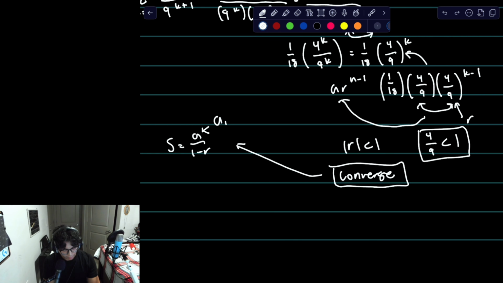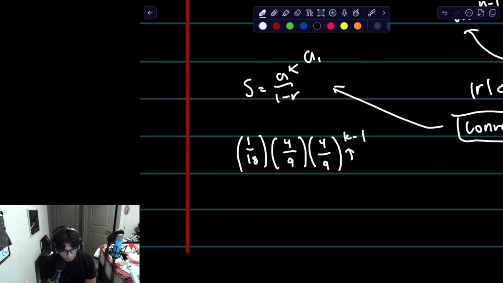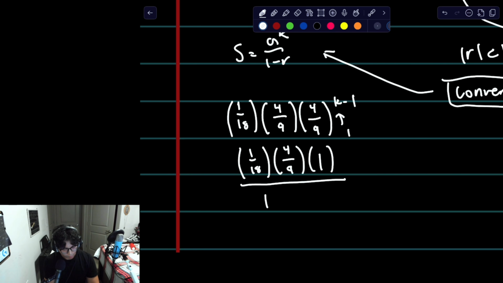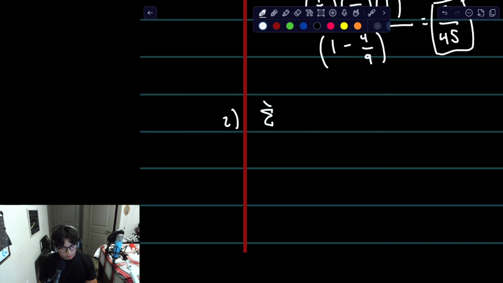So we will plug that into this equation that we made, where if k equals 1, this becomes 1/18 times 4/9 times 1 over 1 minus 4/9, which in the very end gets you 2/45. So our second problem will be the infinite series of sine of n over n plus 1, starting at the term 1.